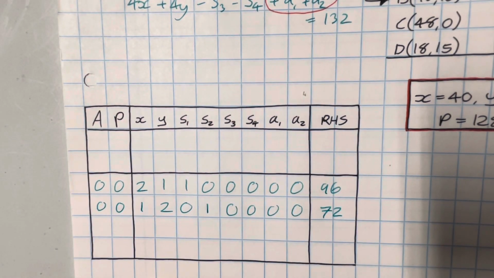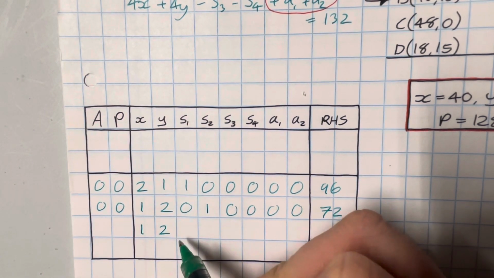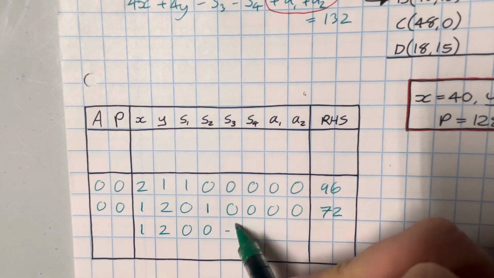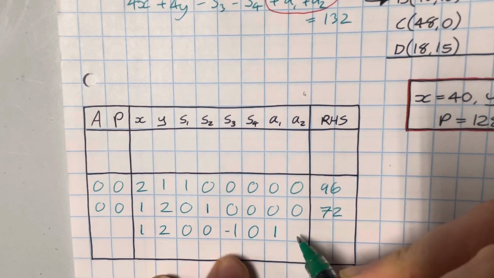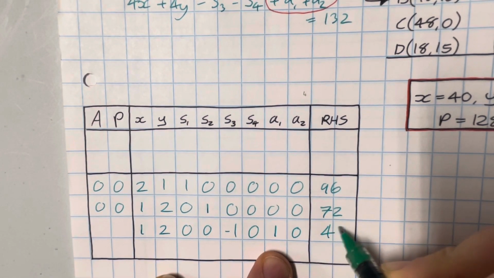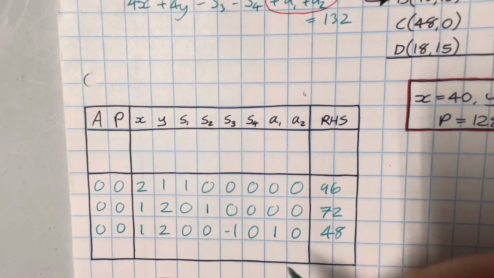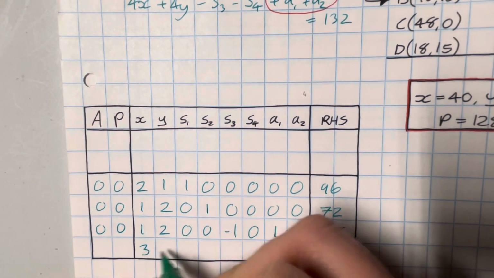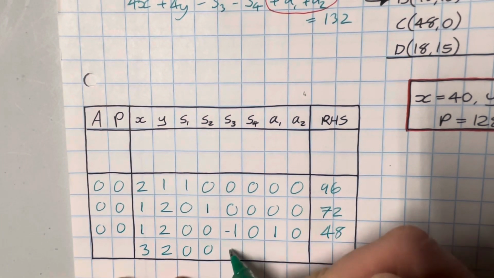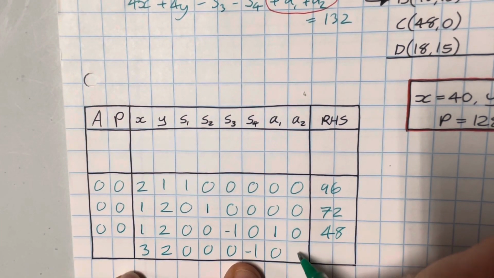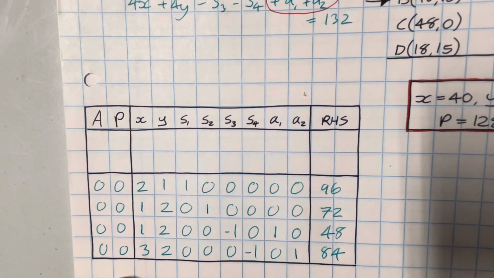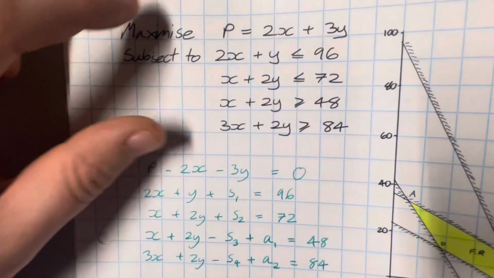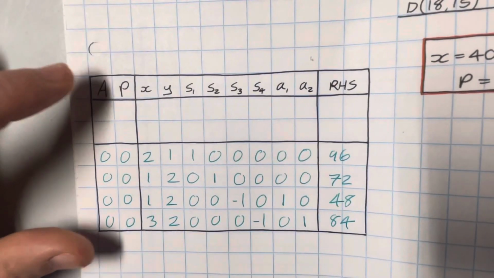Then the third constraint, this was the first one that contained a surplus variable and an artificial. So we had 1x and 2y. Then we had -1 in our surplus column. And then we had a +1 in our artificial column. And that equaled 48. And then finally, we had 3x plus 2y, and then a second surplus and a second artificial. And that was 84. Okay, so those are my constraint rows. And you can go straight from linear program to tableau. That's not a problem.